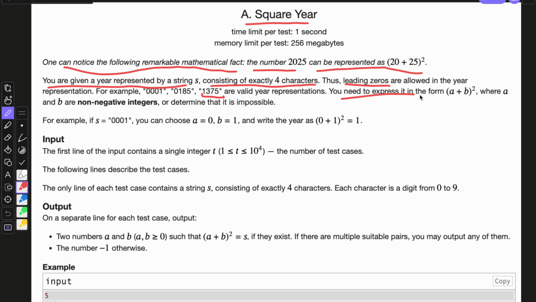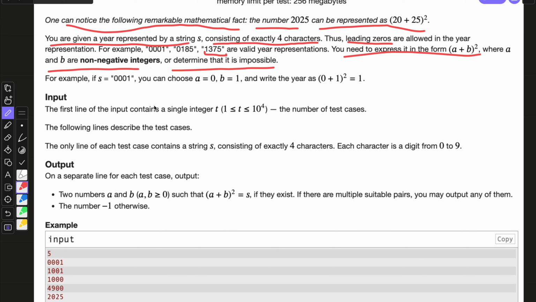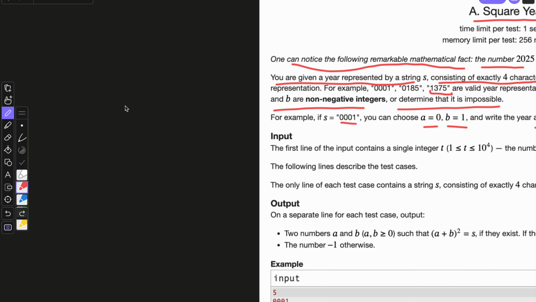You need to express it in the form (a + b) whole square, where a and b are non-negative integers, or determine that it is impossible. For example, if S is equal to 0001, you can choose a equal to 0 and b equal to 1 and write the year as (0 + 1) whole square. The input is a string S which denotes the year.